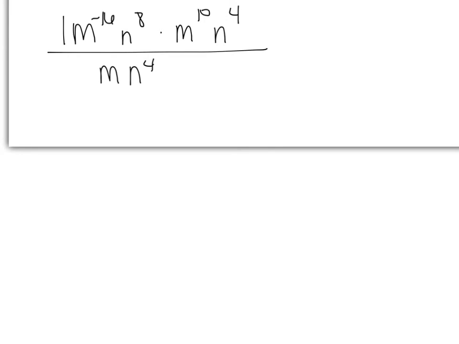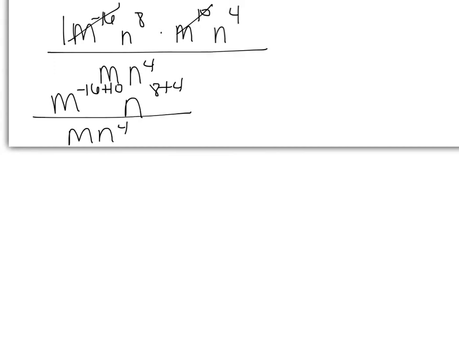Okay, so let's combine here. We have m to the negative 16th and m to the 10th. So you have m to the negative 16th plus 10. That takes care of that and that. And then you've got your n's. So you have n to the 8 plus 4. And this is all over mn to the 4th. So this gives me m to the negative 6th, n to the 12th, all over mn to the 4th. Notice I didn't write the 1 again because you don't really need it.